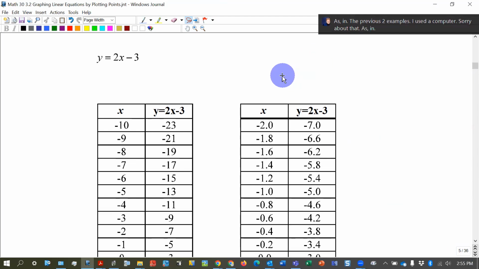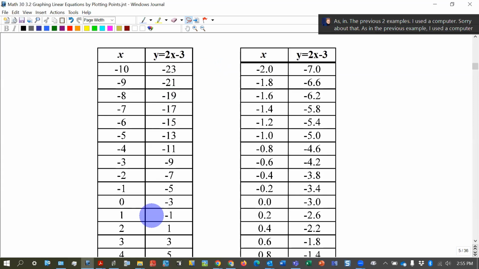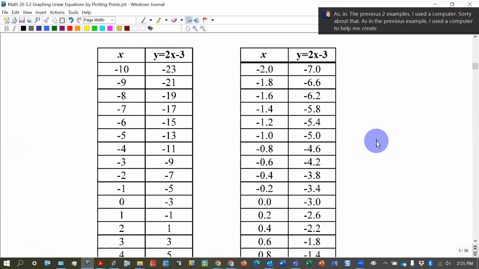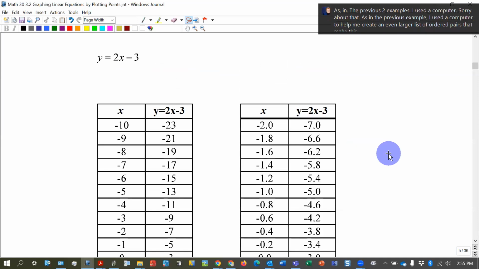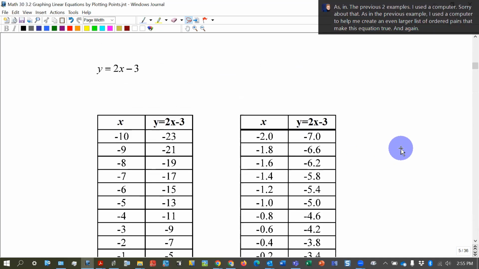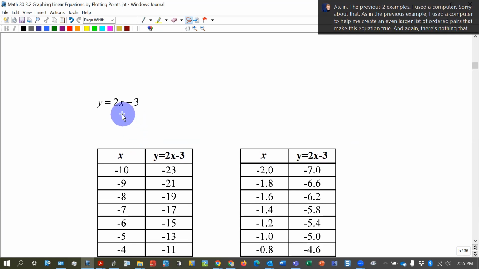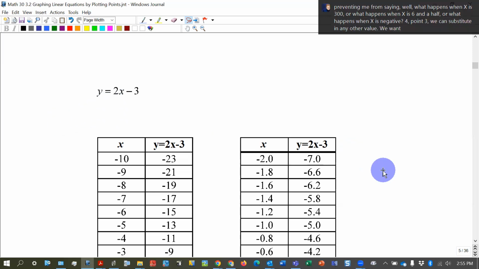As in the previous example, I used a computer to help me create an even larger list of ordered pairs that make this equation true. And again, there's nothing preventing me from saying, well, what happens when x is 300? Or what happens when x is 6.5? Or what happens when x is negative 4.3? We can substitute in any x value we want, and we can find the corresponding y value.